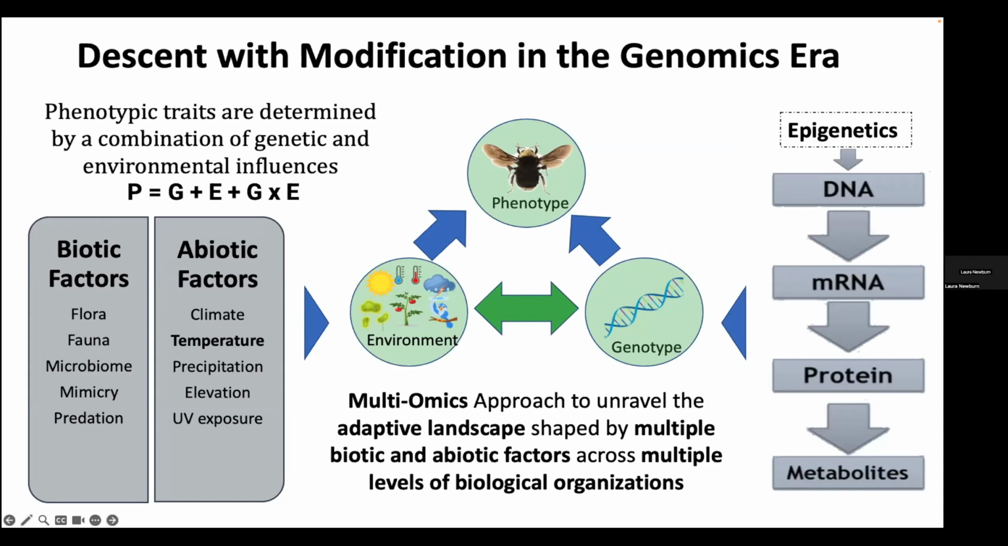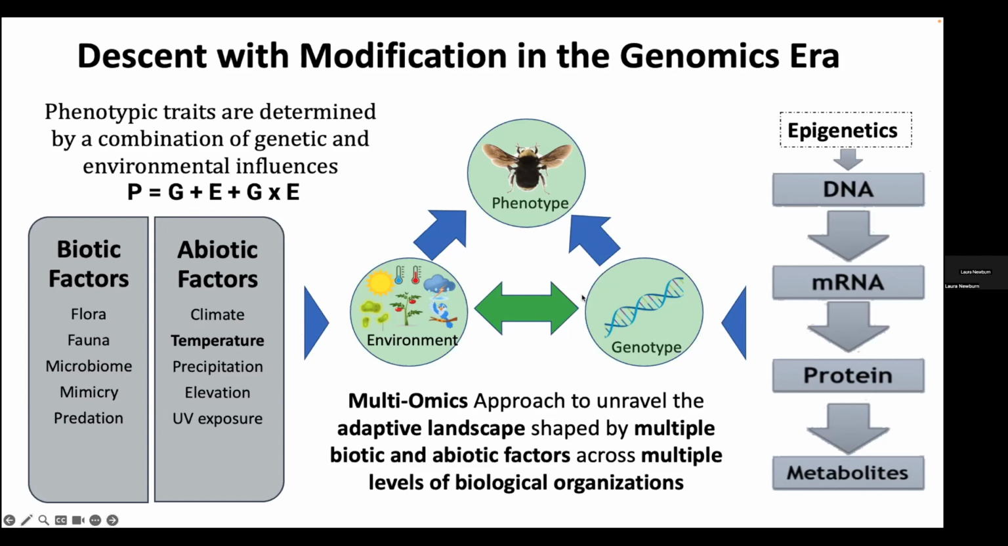These biotic factors include the ecological components like floras and faunas, and also the ecological processes like mimicry and predation that go on in the ecosystem. The abiotic factors include all the bioclimatic variables, such as climate in general, mostly temperature, precipitation, elevation, or UV exposure. Both of these factors, alongside the genotype, impact the adaptive landscape and the phenotype of a species.